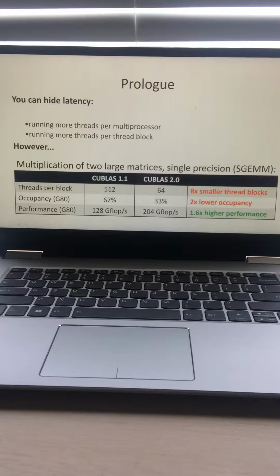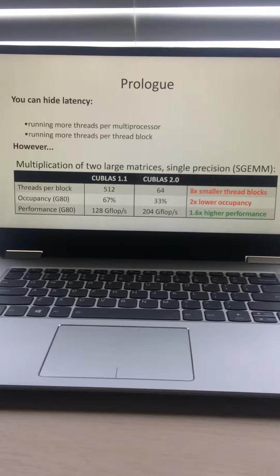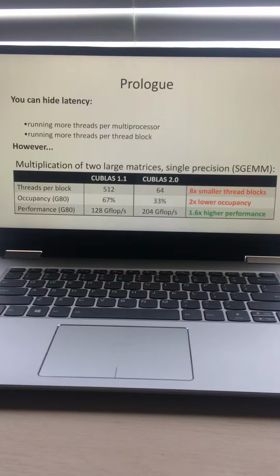Now it has been thought in the past that to hide the latency you need to run a larger number of threads per multiprocessor, or a larger number of threads per block. However, the results of multiplying two large matrices using CUBLAS 1.1 and CUBLAS 2.0 have shown different results.